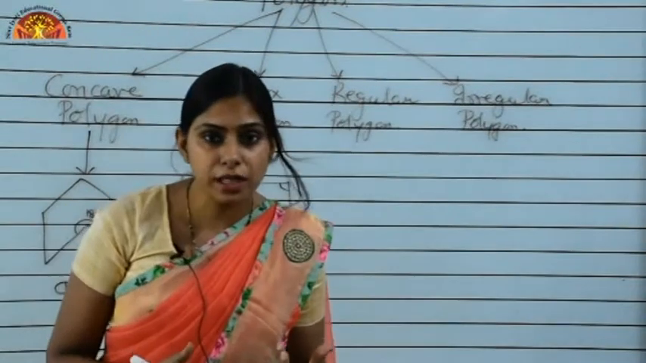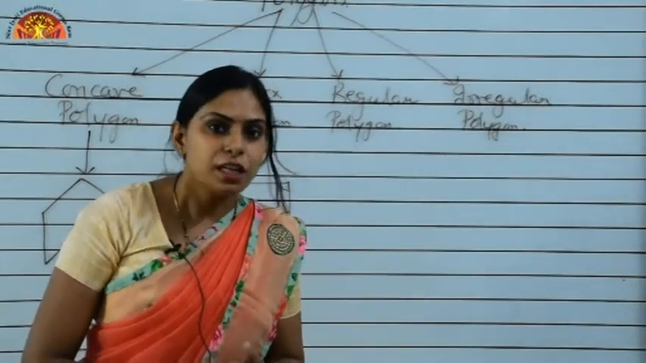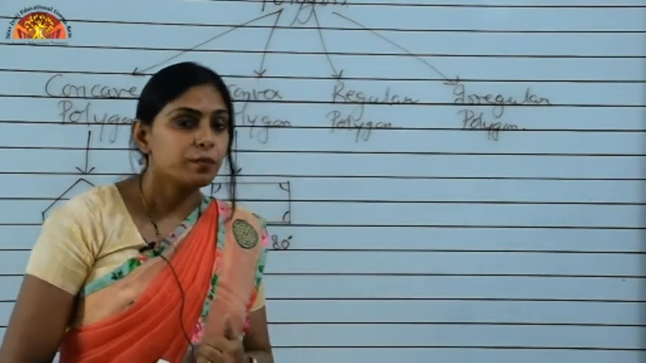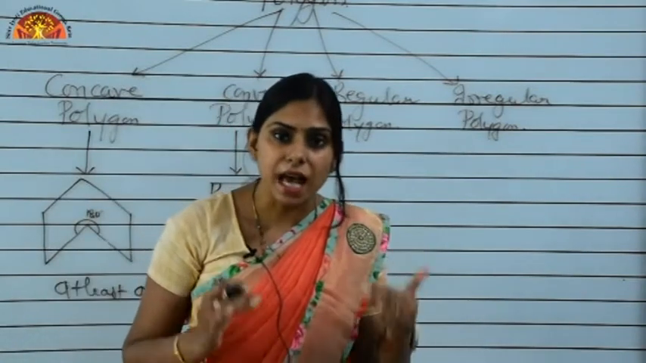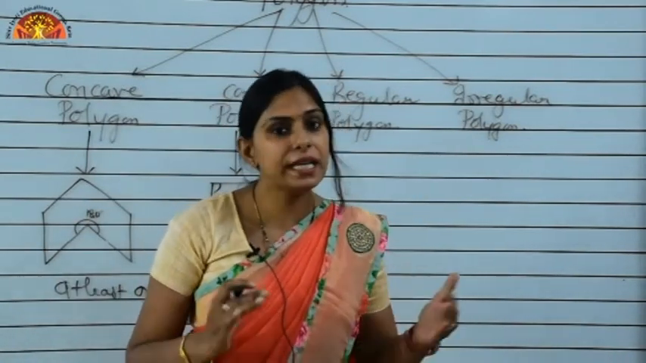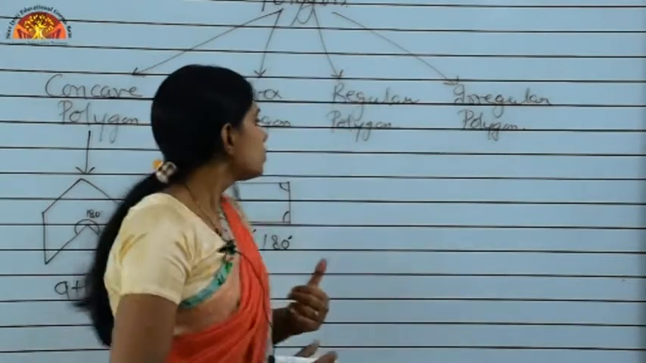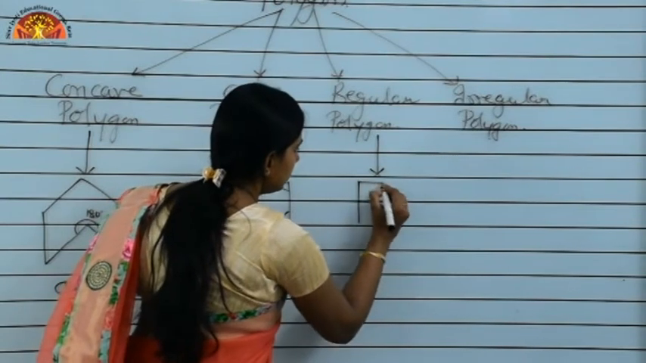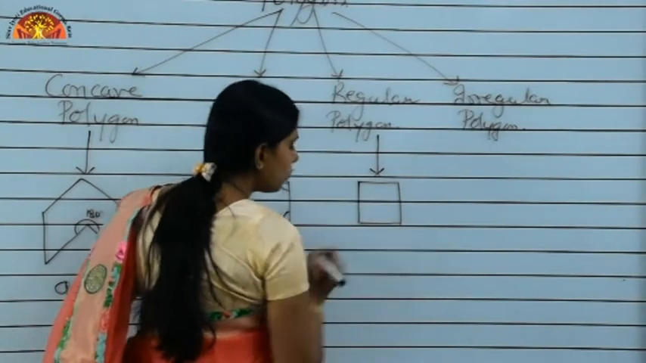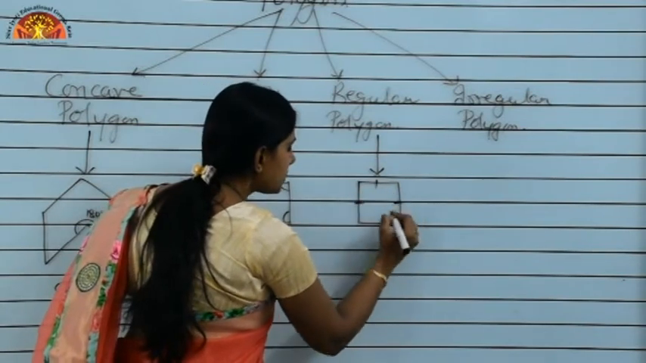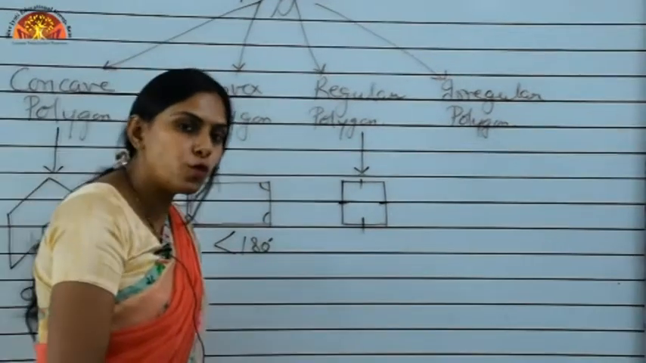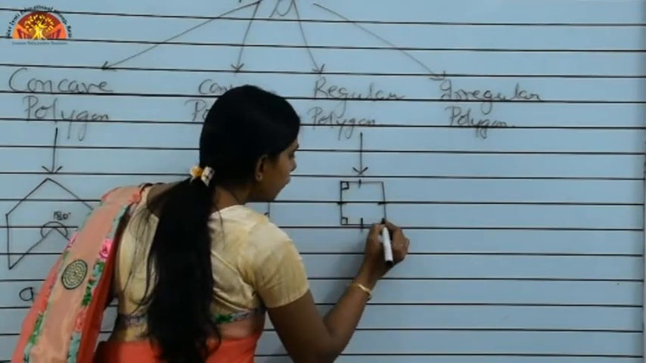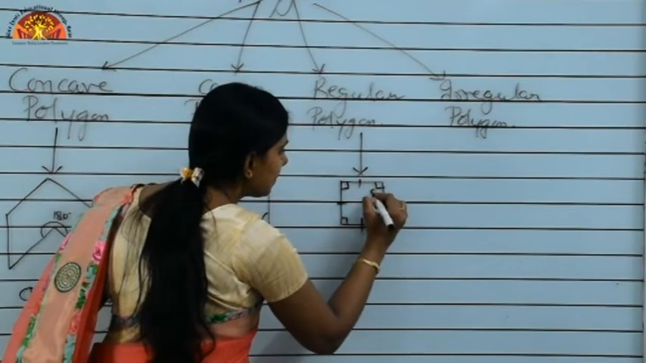Now just come to the regular polygon. A regular polygon is a polygon in which all the sides and all the angles are of equal measurement. For example, if I am drawing a square over here, you can see that all the 4 sides are of equal measure, and all the angles are also of equal measure, that is 90 degrees. Is it clear?